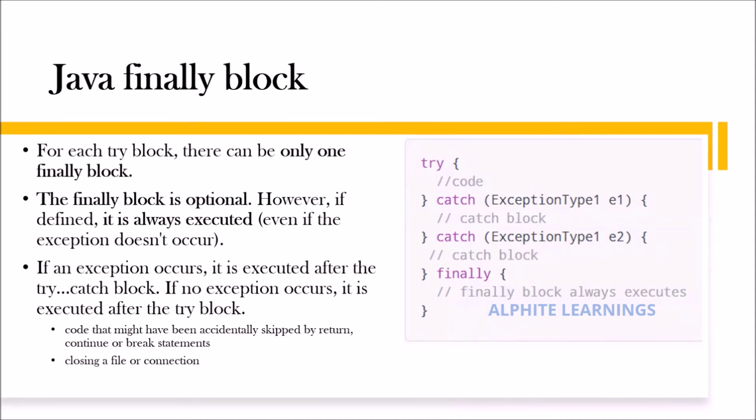If you write this finally block, it will mandatorily get executed. Even if your code is executed successfully, your finally will get executed. Even if your code inside this try block gets any error or exception, the catch block will get executed, and then after the catch is executed, your finally will get executed. Understood?